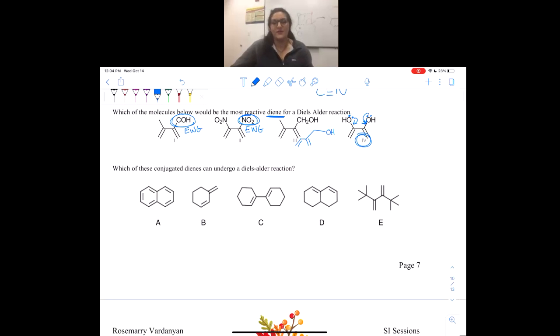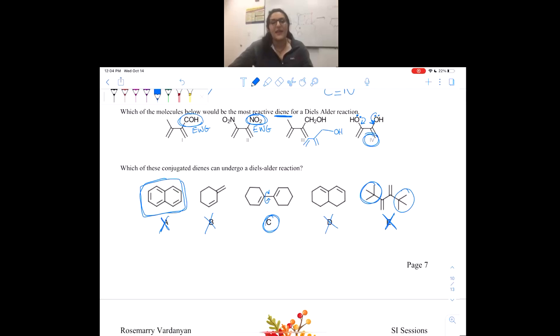So yes, people caught on to the tricky part of this question. There's only one that will actually work, and that is this one, because this is stuck trans. This is stuck trans. This was the example that we covered last chapter that is aromatic. So that one will not work. This one has the tert-butyl groups, so it cannot be rotated. So C is the only one that can react. The rest of them cannot.